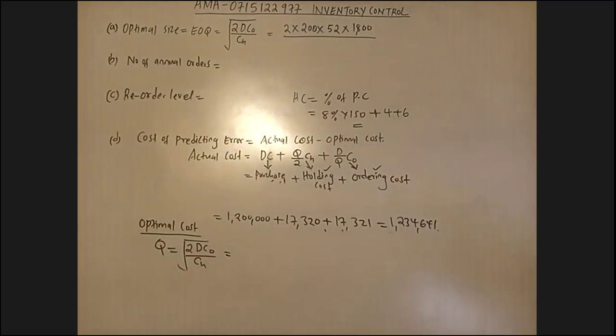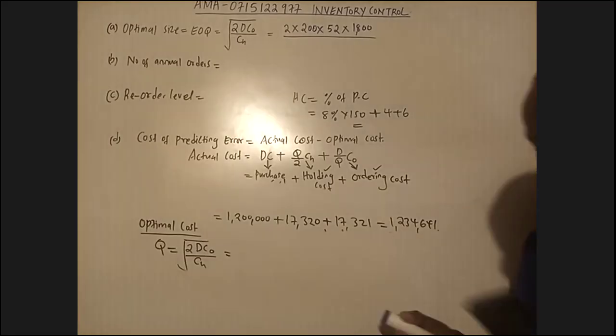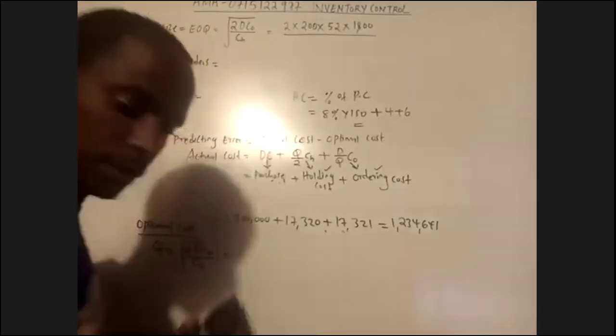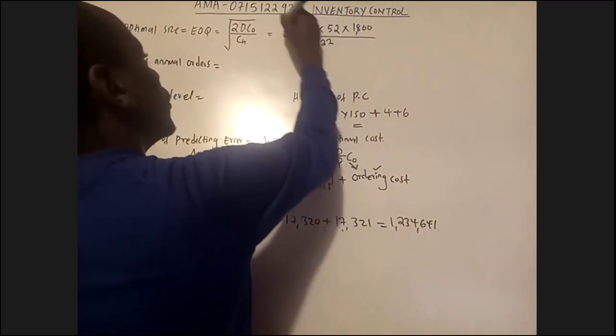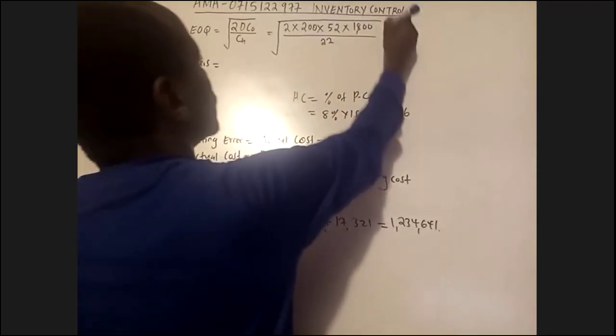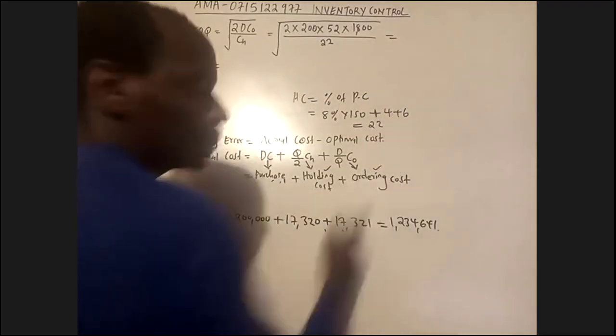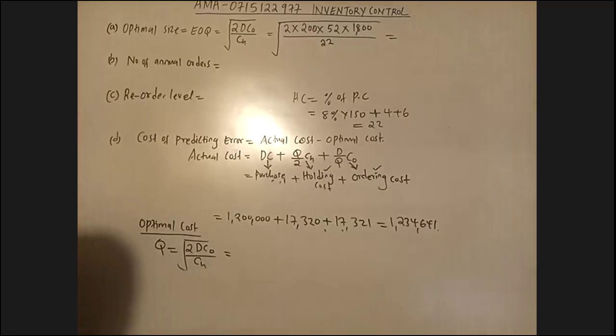It will be 0.08 times 150 plus 4 plus 6. I get 22. Are you getting 22? So you divide it by 22. Then you find the square root. So 2 times 200 times 52 times 1800 divided by 22, then square root.